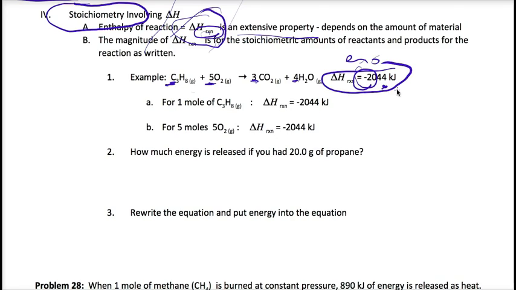But wait a minute. Do you always have exactly 1 mole of propane? The answer is, well, no. Okay. How much is in your propane tank? I bet it's not whatever its molar mass is, what, 36 plus 8, 44 grams. I bet you have more than 44 grams of propane in your tank, okay? So how much energy do you get? Well, more than 2,044 kilojoules of energy will be released.